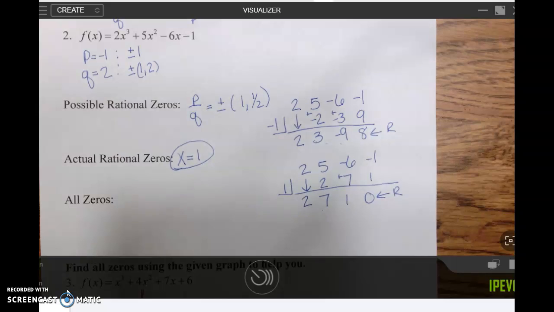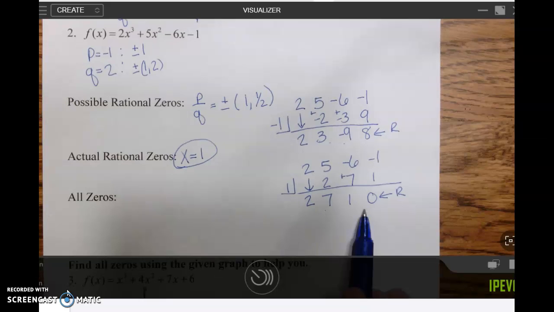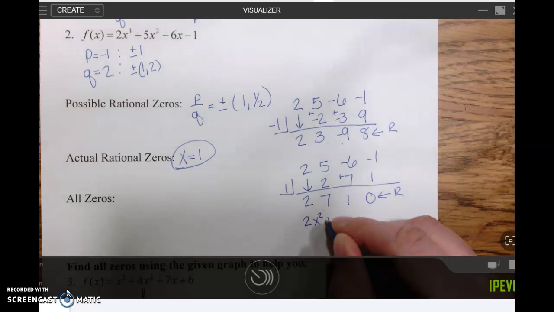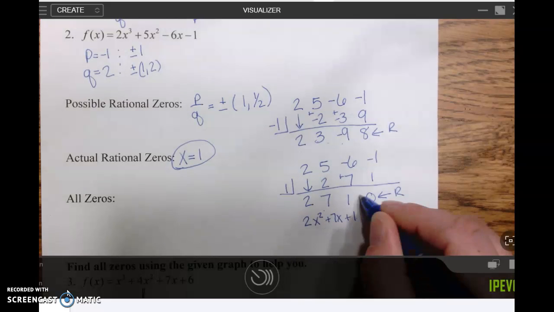Alright, at this point we could still keep going with the synthetic division, and I could try the 1/2 and the -1/2. But it could be that our other zeros are not rational, not a number positive or negative divided by another positive or negative number. It could involve a square root and be irrational, or we could have some imaginary numbers. And so from here, it's usually faster if you can go from a third power to a second power, which is what we just did when we divided. We now have 2x squared plus 7x plus 1 using these coefficients.